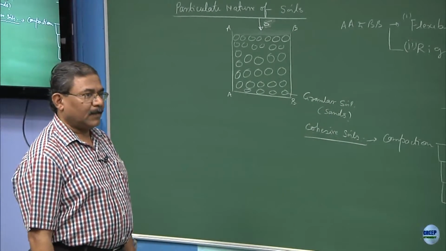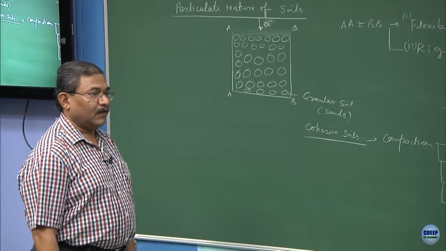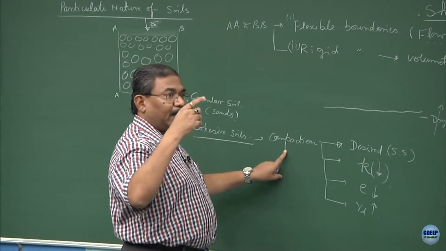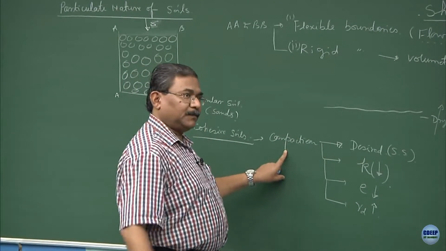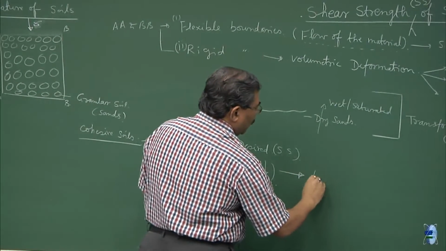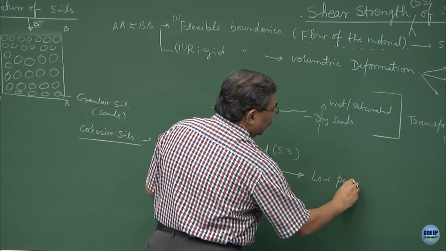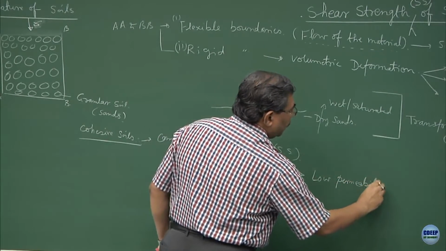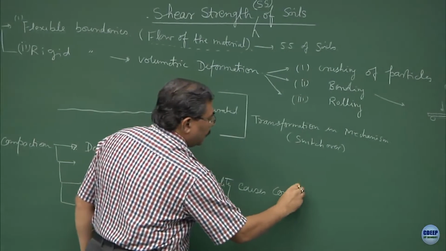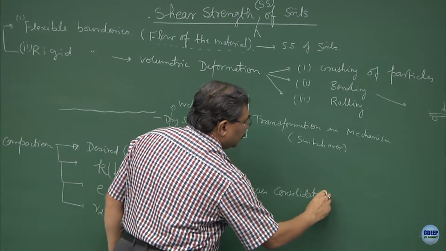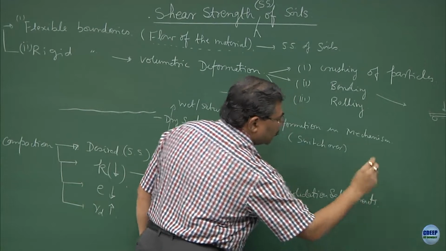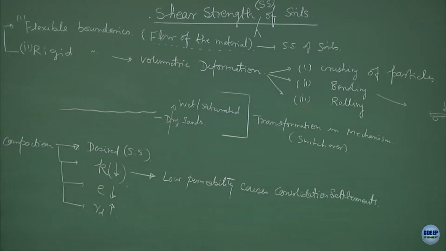Is this correct? What about the consolidation? Now, these systems are quite prone to the lag in water pressure dissipation. Why? Because of the low permeability. So, low permeability causes consolidation settlement. Is this part okay? And then we have done the analysis of the consolidation settlements.